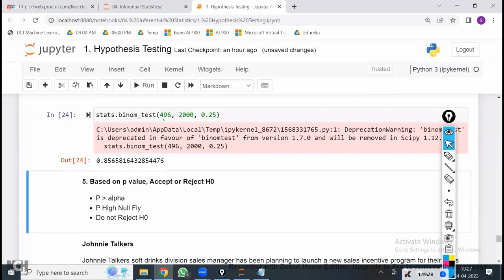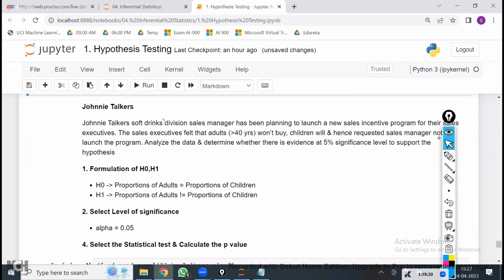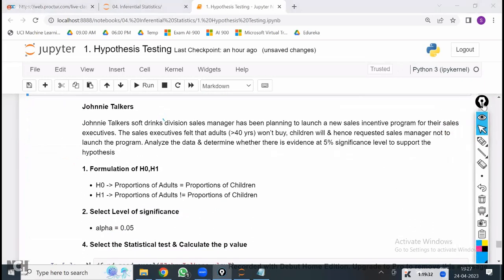Okay. So if you go with the chi-square test, after the chi-square test you are going to get the p-value. The p-value is 0.0001, which is less than the alpha. Since p is low, null must go: reject the null hypothesis.